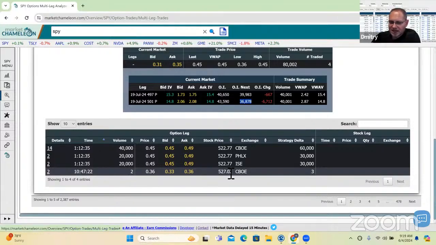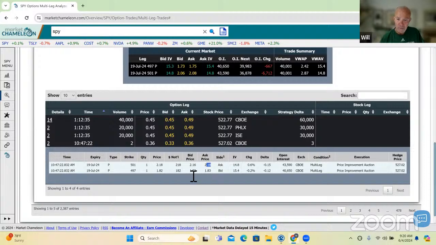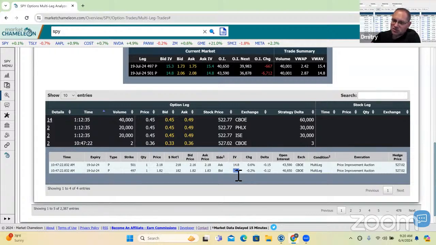So if we click on that, we could see the details. These are the different legs. So this is from the time and sales. We could see the timestamp. Here are the 2 legs. Here are the prices, 1 contract on each. This is where the bid and offer was on each leg. Right? This is the implied volatility each leg traded, and the open interest on the CBOE and so forth. And it was on a price improvement auction. So that was the first trade. It was a two lot, nothing else traded until 1:12:35.